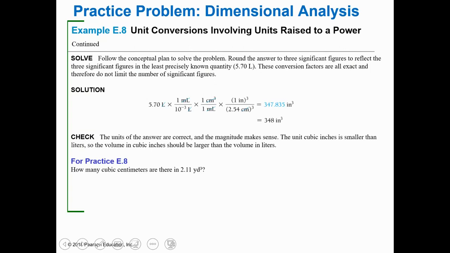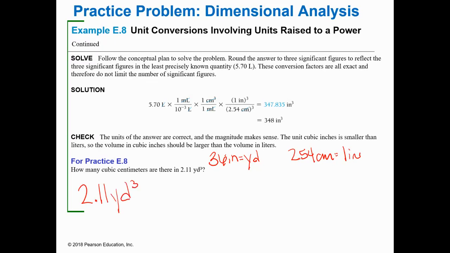Okay, we'll do one more with yards. Again, remember there's 36 inches in a yard and 2.54 centimeters in an inch. All right, so I have 2.11 yards cubed. Now, sometimes I have students try to cube the given. The given has already been cubed. You only cube it when there's no cubed unit, but I need one. So here I've got yards and inches. This is where I need to cube everything because it wasn't already cubed here. Then we cancel.